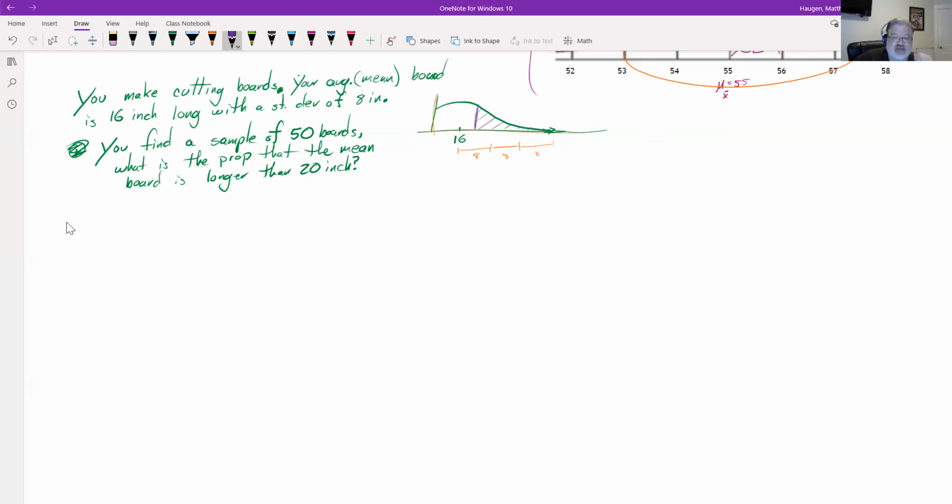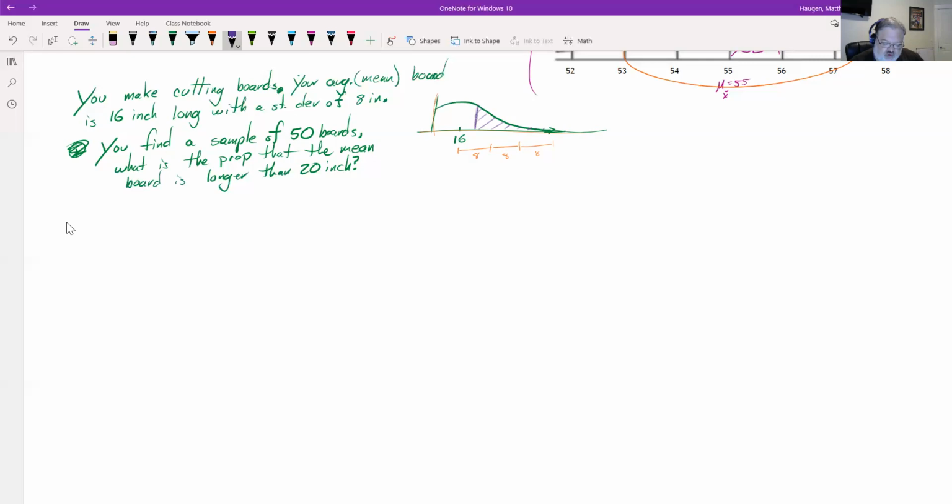But is that what's being asked? No. It's not asking if a specific board is longer than 20 inches. It's asking what is the probability that the mean or average board is longer than 20 inches. It's asking if our average of 50 boards is greater than 20.